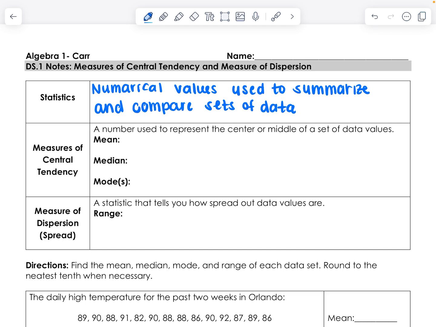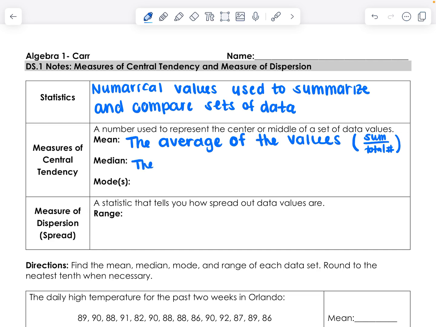So mean is the average of the values or numbers. And to find that, we add them all up so we get the sum, and then we divide it by the total number of numbers. So if I have 10 numbers I added together, the sum of those would go on top and 10 would go on the bottom. The median is the middle value.